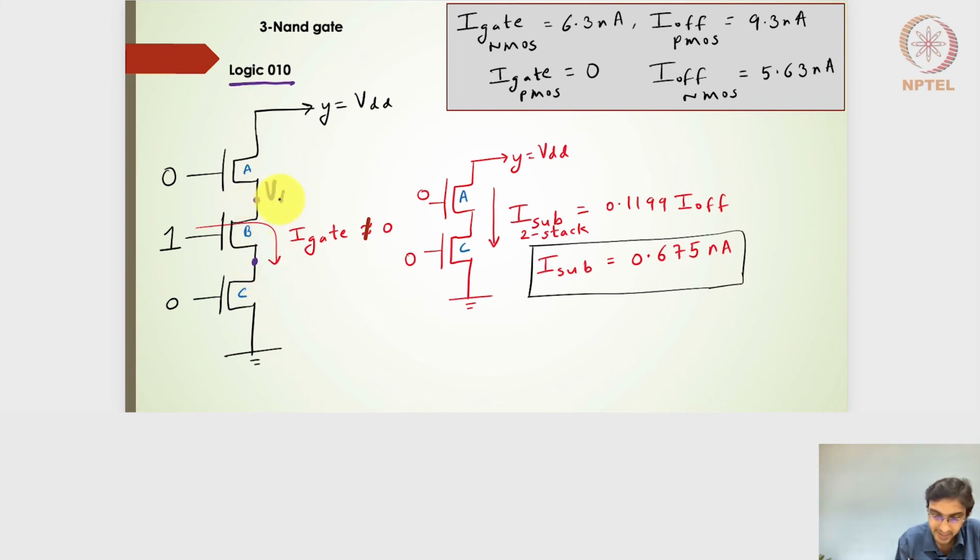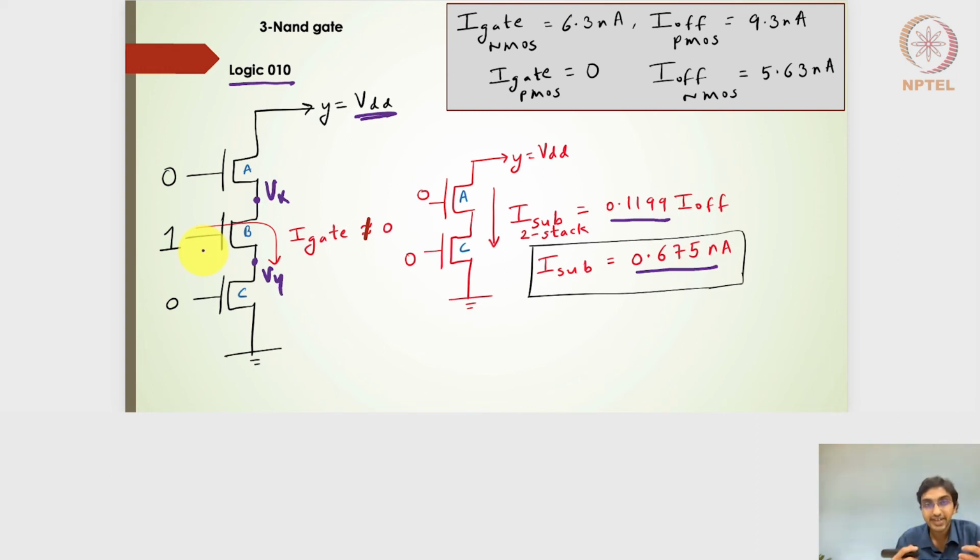And so I can say that Vx and Vy are going to be the same. On one side it sees VDD and the other side it is ground. So I can have two stacked transistors, on one side with VDD, the other side as Vy, because the B transistor which is on is going to act like a pass transistor and make Vx equal to Vy. So the subthreshold leakage for the two stacked transistors will be 0.1199 of the I current, which turns out to be 0.675 nanoamperes.